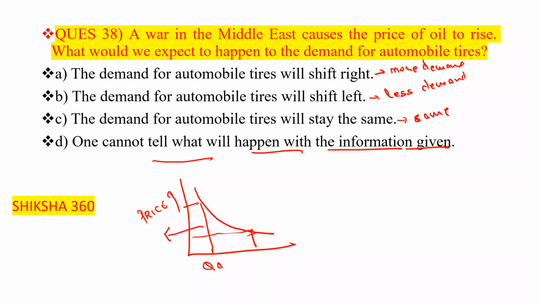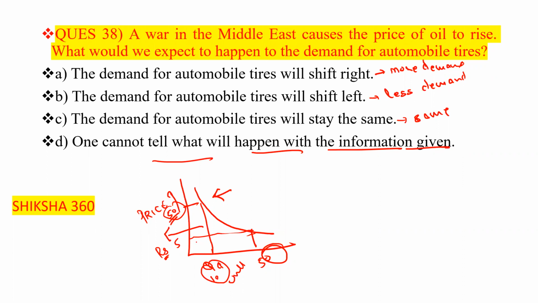Earlier this was the price, now this is the price. Earlier, for example, when the price is rupees 5, we are buying 50 units. When the price is rupees 50, we are buying just 10 units. So it will shift towards the left. So option B is the answer: the demand for automobile tires will shift towards the left.